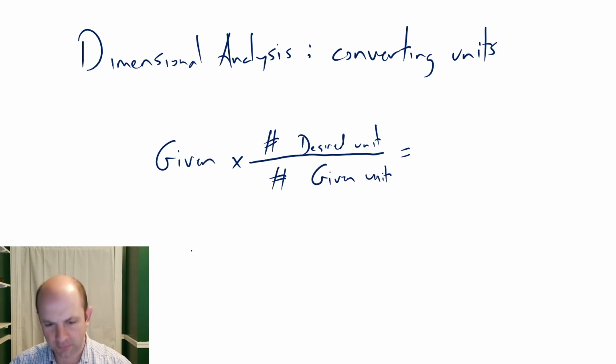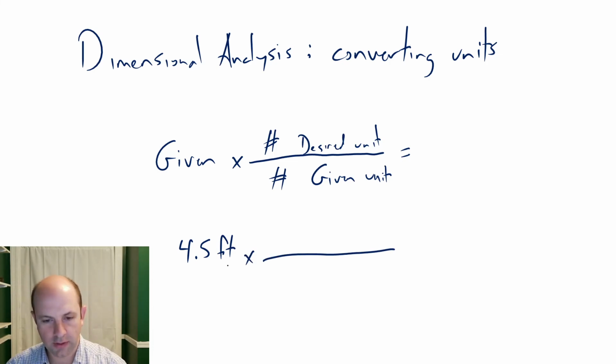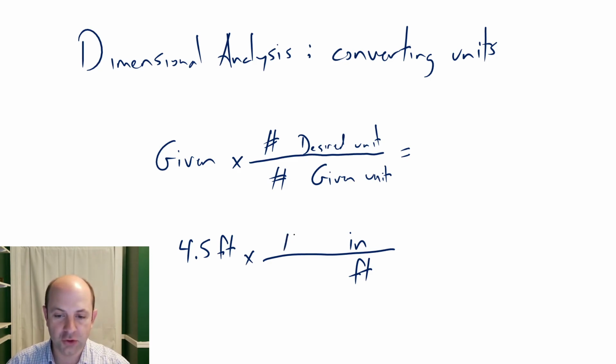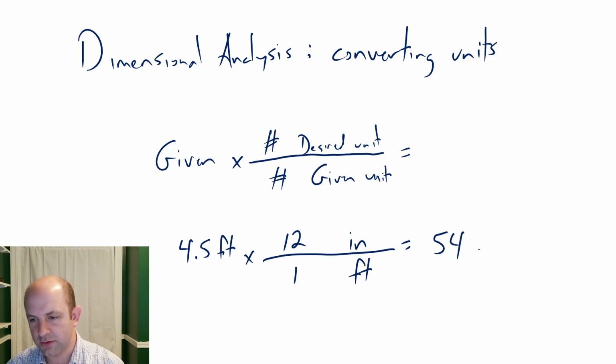So as a quick example, like we said, let's say we had 4.5 feet. Well, my given unit is feet, so I'll put feet on the bottom. Say I want inches, so inches go on top. And then what makes inches and feet equal? They're equal if I have 12 inches for 1 foot. Then we do the math. It's 4.5 times 12, which works out to, I believe, 54 inches. All right, the feet canceled out.